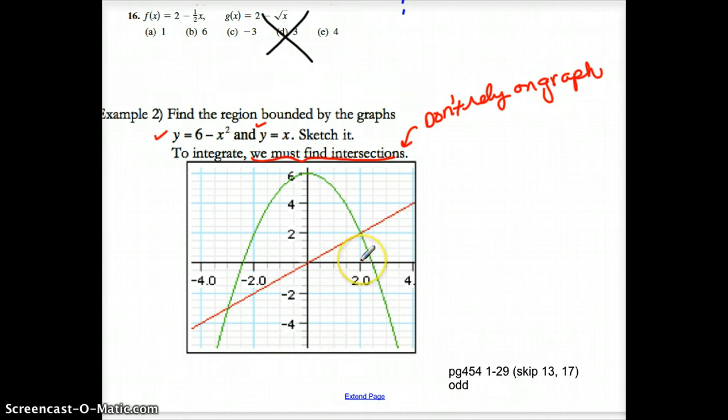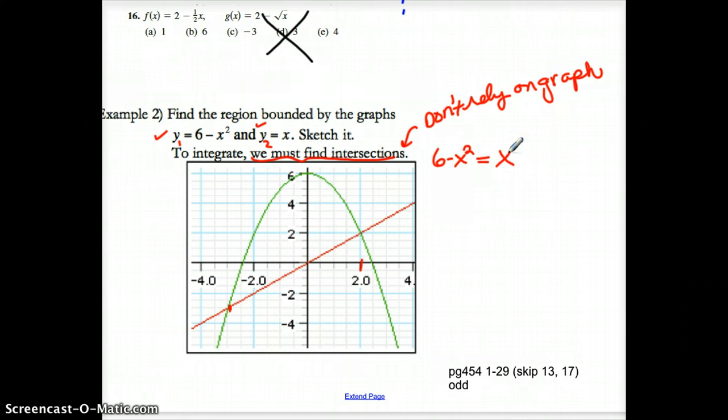Now I can see it looks like it's intersecting at 2, and I could guess and plug it in and see if 2 gives me the same value on both of these, and it looks like this one's about -3, but we never guess. What you do is algebraically you set them equal and solve, or if you're allowed to use a graphing calculator, you enter them both, the one under y1 and one under y2, and you calculate their intersection. So this one, we're going to go find those intersections. Where does the green graph equal the red graph?